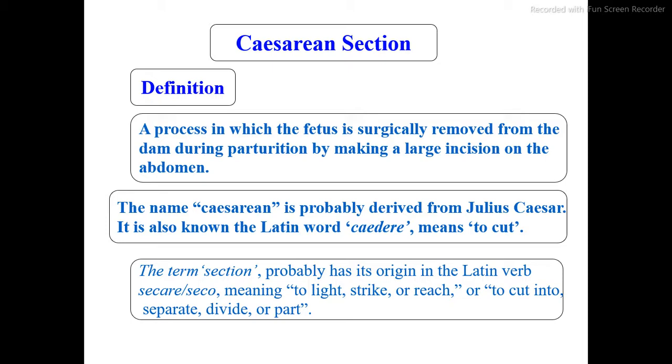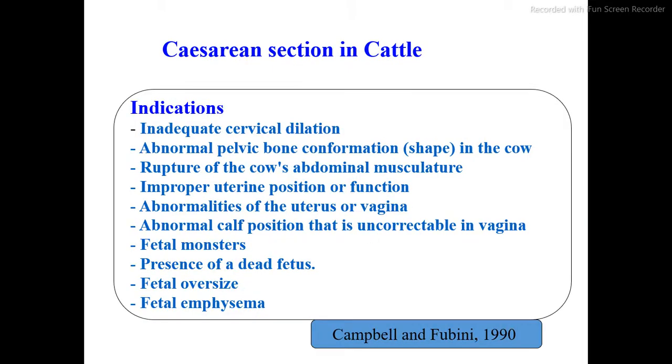Cesarean section in cattle. Indications. Inadequate cervical dilation, abnormal pelvic bone conformation or shape in the cow, rupture of the cow's abdominal musculature, improper uterine position or function, abnormalities of the uterus or vagina, abnormal calf position that is uncorrectable in the vagina, fetal monsters, presence of a dead fetus, fetal oversize, fetal emphysema.